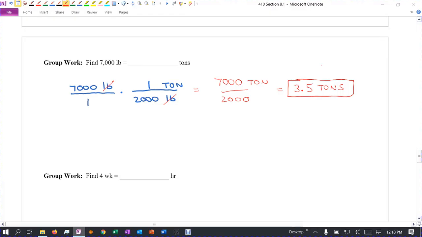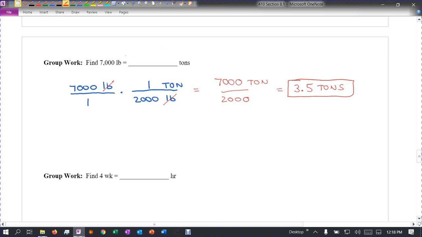Okay, so hopefully you did this. We wanted to get from pounds to tons. So the relationship we have is that there are 2,000 pounds in 1 ton. So because we start with the 7,000 pounds and the pounds is on top, we're going to put 1 ton over 2,000 pounds. That way the pounds cancel. And then all we do is just multiply straight across. And what we get is 7,000 tons on top, and then on the bottom 2,000. And then we just do 7,000 divided by 2,000 on our calculator, and we get 3.5 tons.